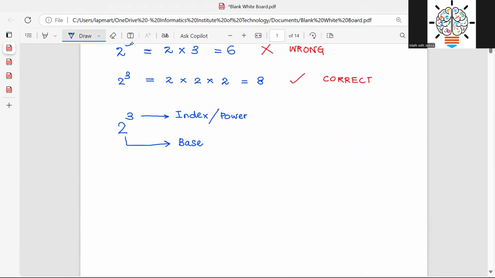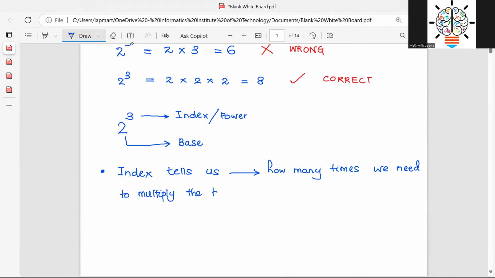And what does this mean? Index tells us, you can write down, this is the first point. Index tells us how many times we need to multiply the base. Multiply the base, right?